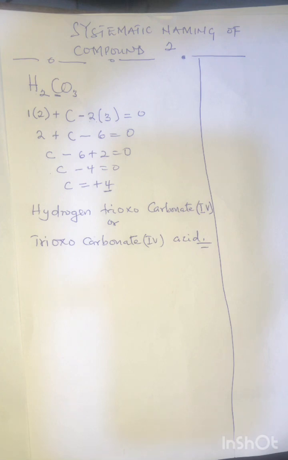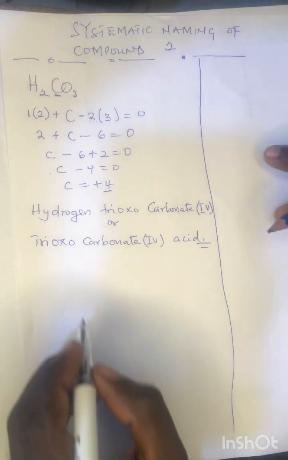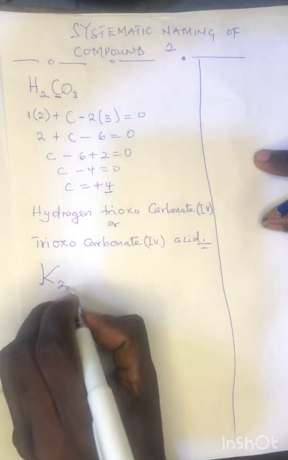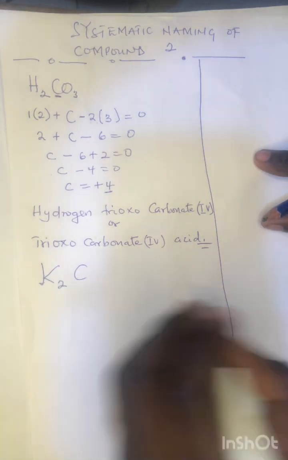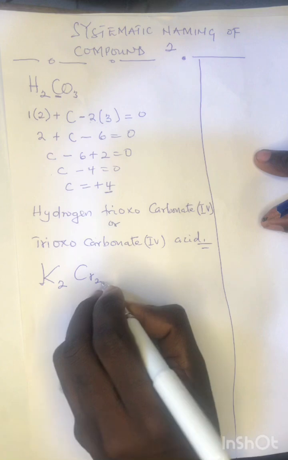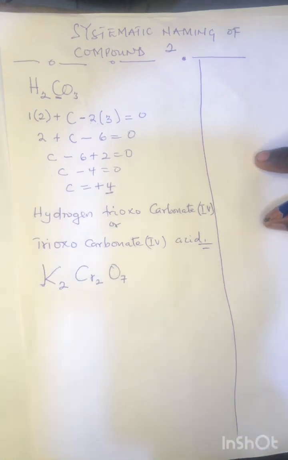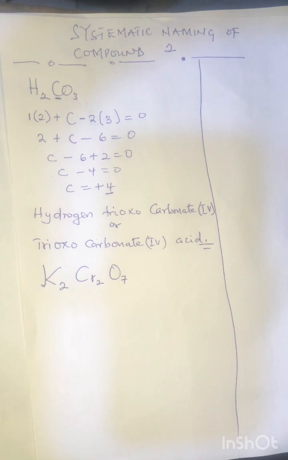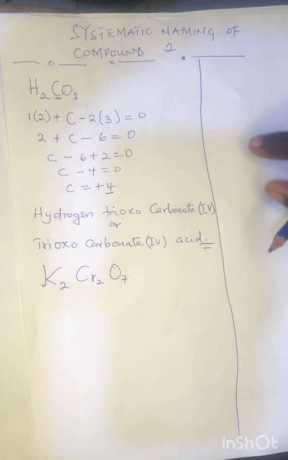Okay, let's look at another one. I want to write the systematic name for potassium chromate. How do I do that? I'll first of all find the oxidation number. Then from here I can successfully write the systematic naming.